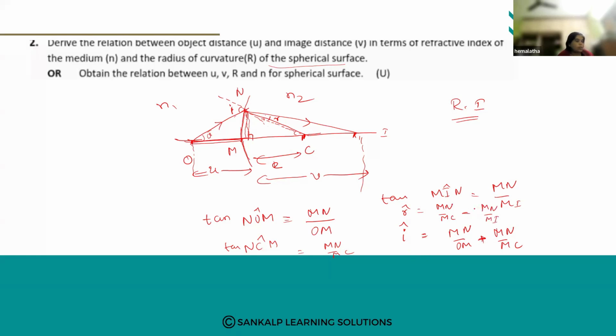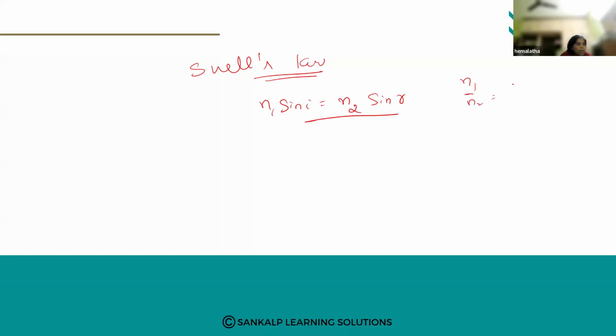Let's substitute all of this now. But before substituting, what should we do? You have to define Snell's law. Snell's law says that if refraction is there, N1 sin of I is equal to N2 sin of R. Very important. So N1 by N2 is equal to sin I by sin R. Correct or not? Okay, this is the equation.